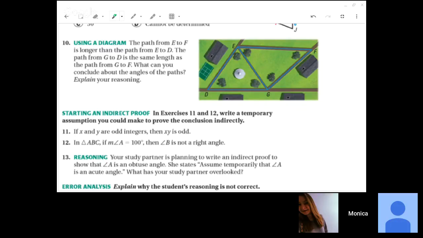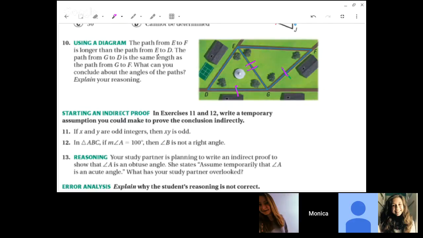So if we look at number 10, it says the path from E to F is longer than the path from E to D. And then the path from G to D is the same length as the path from G to F. So we know this and this are congruent. What can you conclude about the angles of the paths, and then explain your reasoning? So we also know that this side is congruent here, okay? So we've got this one and this one, and then those, okay? So that's our two congruent sides.